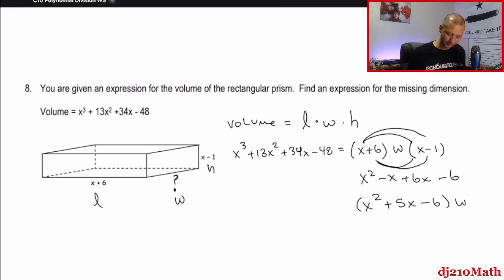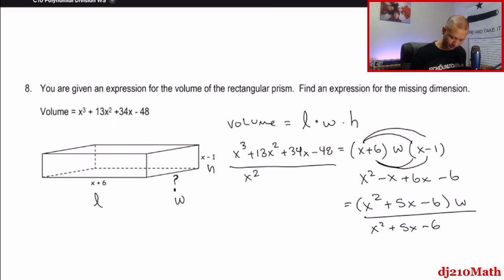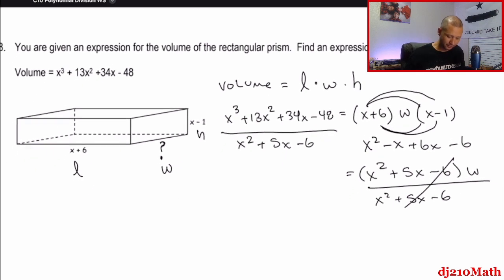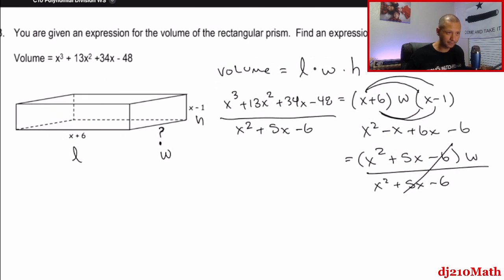Right, this times w will give me the volume. So what that means, I need to divide the right-hand side by all of that. Both sides. Okay, so the width, the missing dimension, will be the quotient for whatever this fraction is. So let's move this up a little bit. All right, so let me get some room to work.